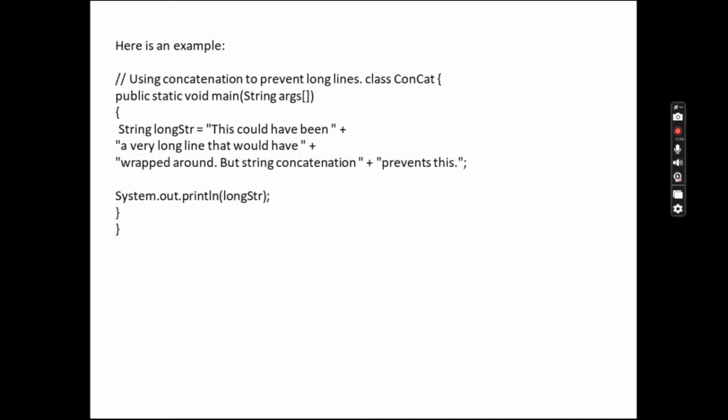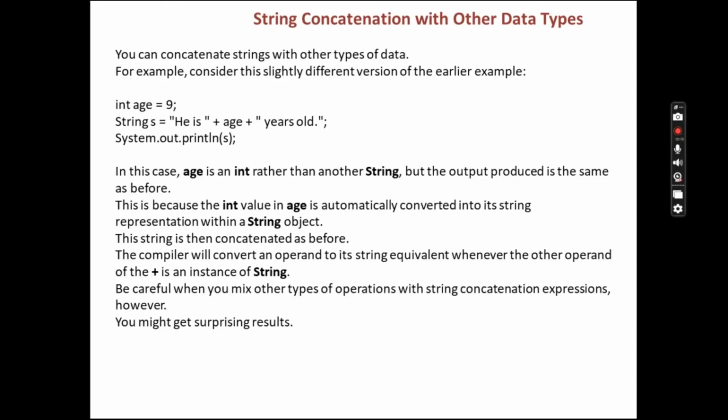Public static void main. This could have been a very long line that we would have wrapped around, but string concatenation prevents this. So instead of creating a very long line to scroll to the right, we can use the string concatenation operator to modify a string as a combination of multiple string objects.